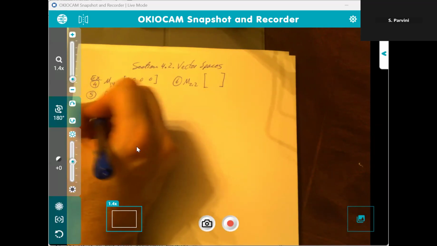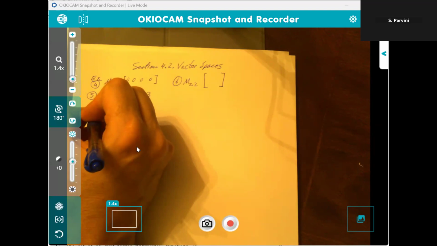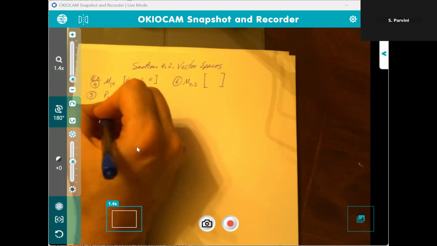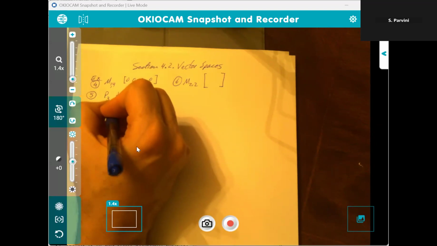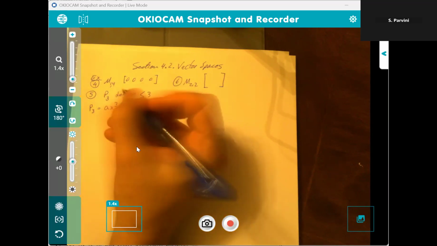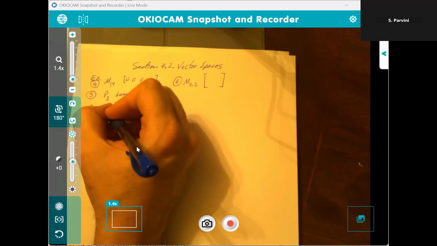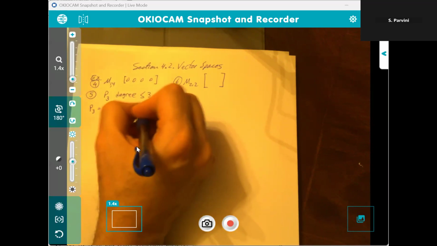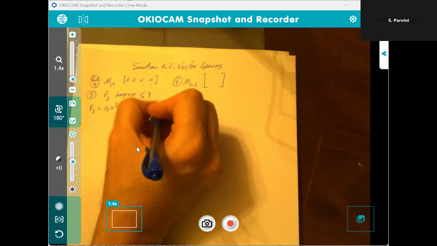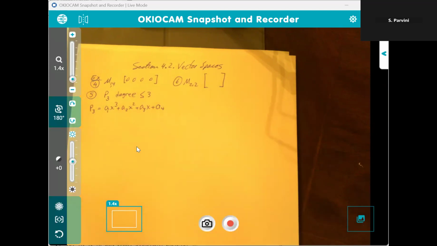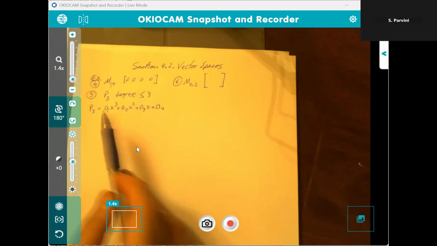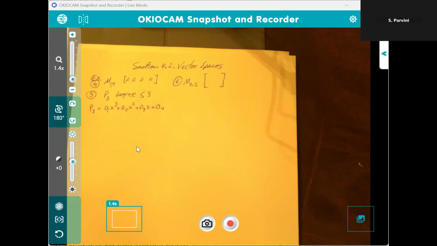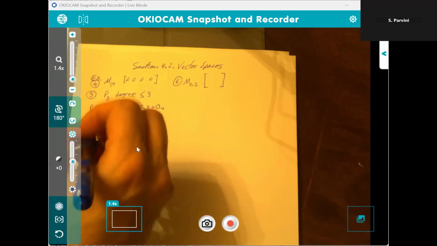Remember your polynomial P3. Let's write that. What does P3 look like? P3 is this way: a1 x cubed plus a2 x squared plus a3 x plus a4. Isn't that a third-degree polynomial? What does a 0 polynomial look like? The 0 vector.